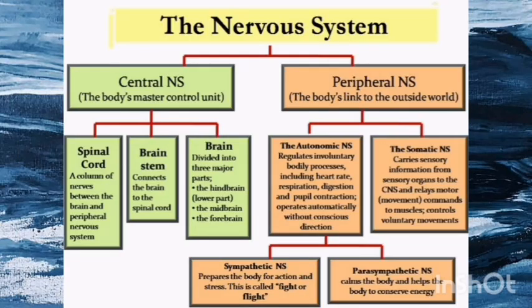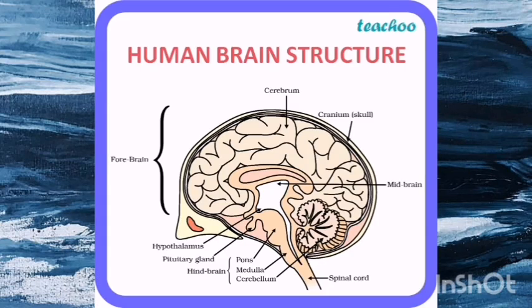2. Human nervous system, CNS and PNS. The entire nervous system is divided into two main parts. The central nervous system, CNS, which is the brain and spinal cord, and the peripheral nervous system, PNS, which is the network of nerves connecting the CNS to all body parts. Let's look at the master organ, the human brain. It is protected by the skull and the fluid inside, cerebrospinal fluid. The brain has three major regions: forebrain, midbrain, and hindbrain.